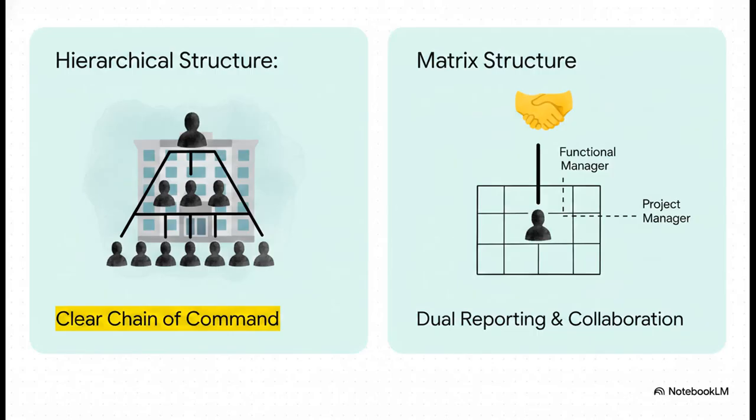And these teams can be organized in a couple of different ways. A hierarchical structure is that classic pyramid you've probably seen, with a very clear chain of command. But a matrix structure is more collaborative and flexible. Someone from IT might report to their IT manager, but also to a project manager from marketing for a specific project. It's all about promoting teamwork across different departments.